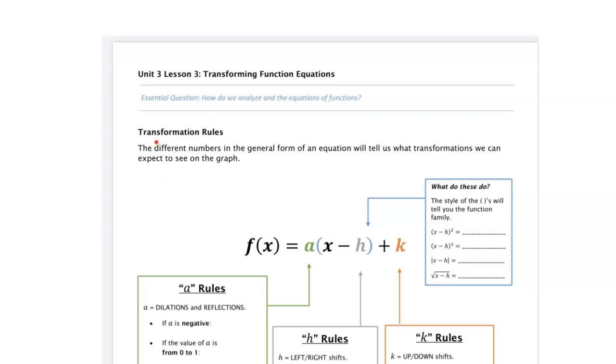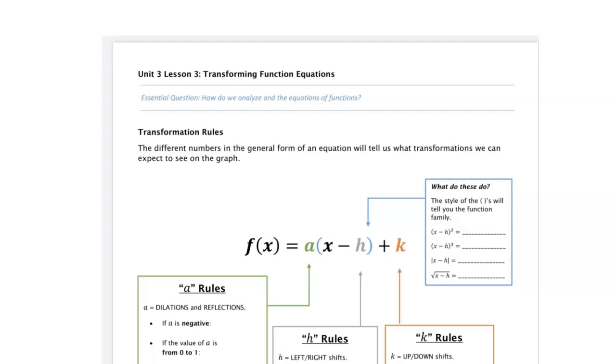So, noting again, transformation rules. The different numbers in the general form of an equation will tell us what transformations we can expect to see on the graphs. So, our general form of these equations will be f of x equals a times the quantity of x minus h plus k. You'll see some various changes within at least this middle part here, the parentheses and then x minus h.